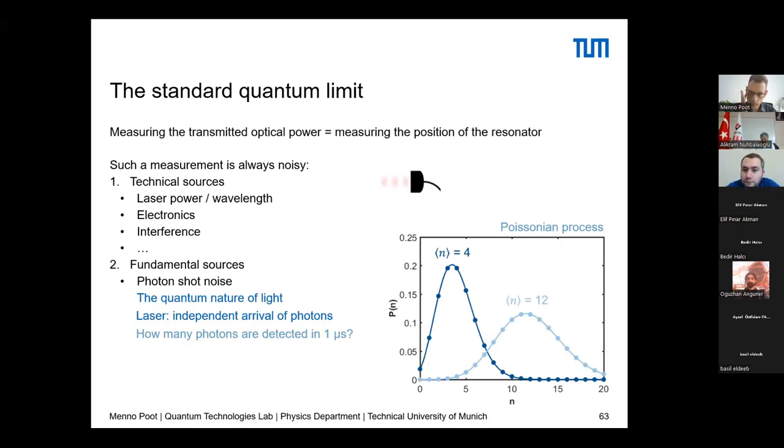Then the other question is about the standard quantum limit. And if it's a hard limit or that you can circumvent that, is there a way to avoid back action?